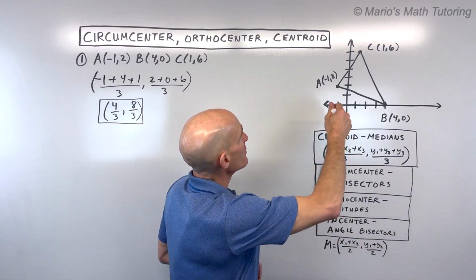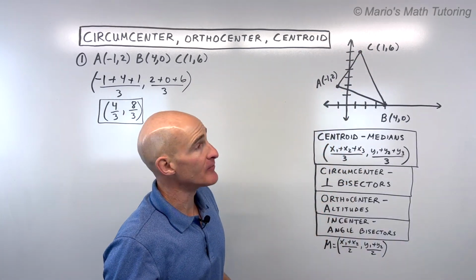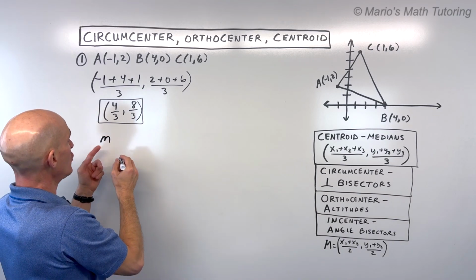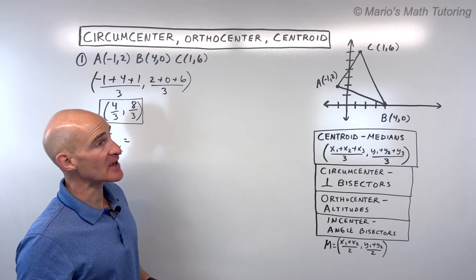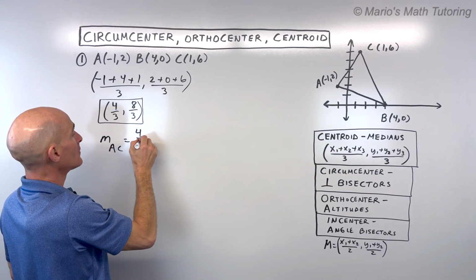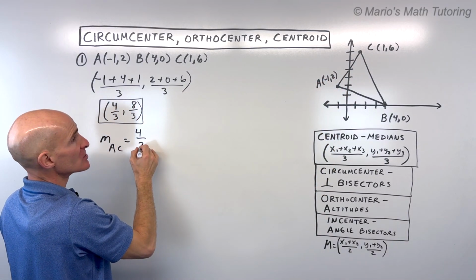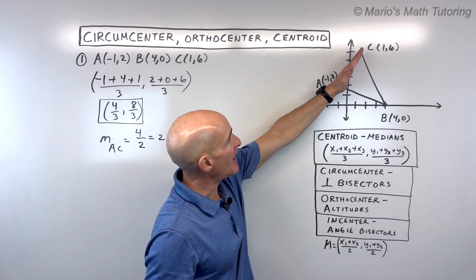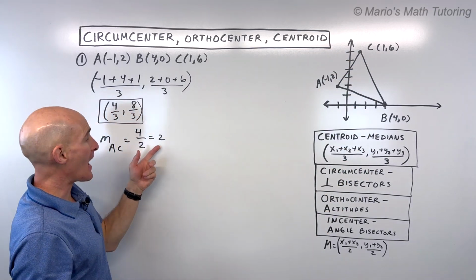So maybe let's start with finding the slope of AC. Okay, so the slope of AC, let's write that down here, m for slope. AC, we use the formula y2 minus y1 over x2 minus x1. So in this case, it would be 6 minus 2, which is 4, over 1 minus -1, which is 2. 4 divided by 2 is 2. Now what we want to find is not the slope, but the perpendicular slope. And so that requires the opposite reciprocal.